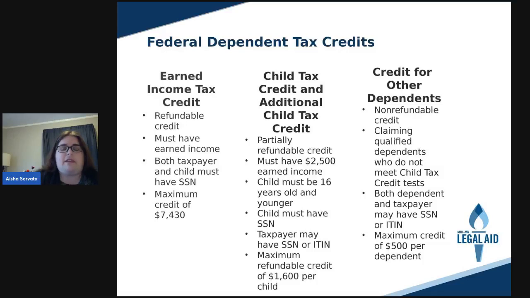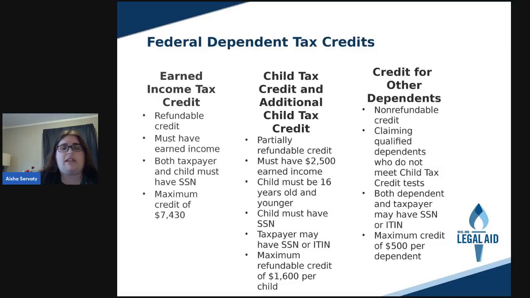And so now I'm just going to mention the three most popular federal dependent tax credits. That's the earned income tax credit, which is a refundable credit that you must have earned income for, at least $1 of earned income. Earned income is wages from employment or 1099 income. It is not any public benefits that you might receive or Social Security benefits. Both the taxpayer and the child must have a Social Security number, and the maximum amount of the credit for this year is $7,430.